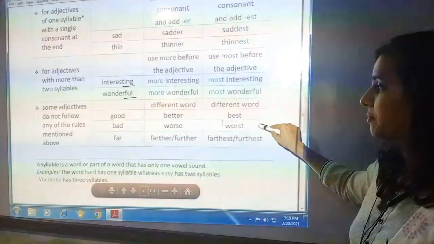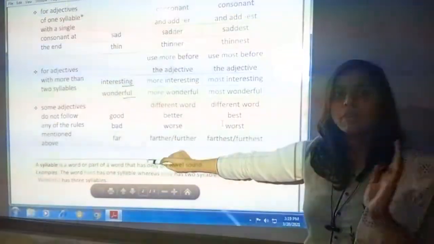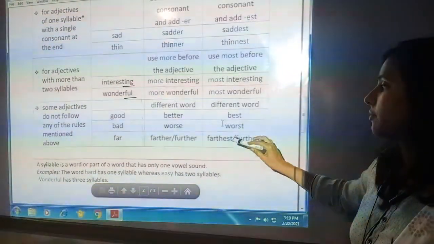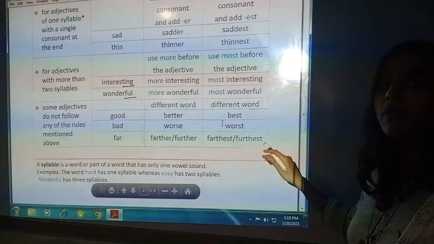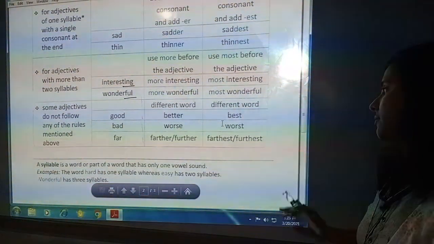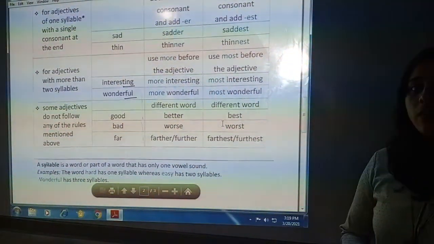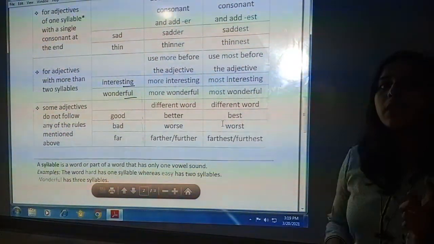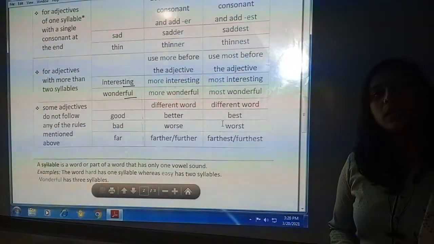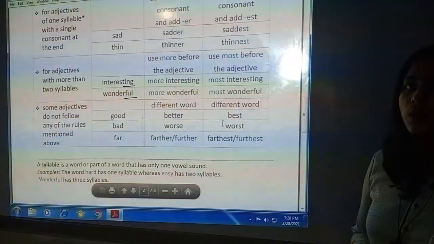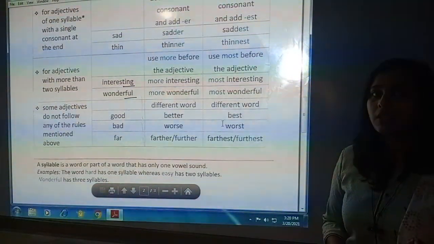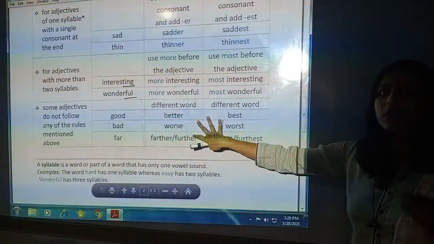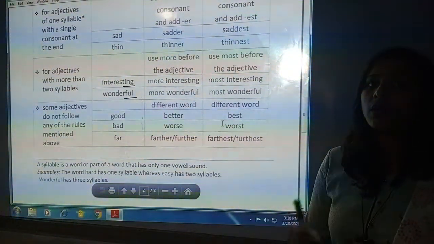Then bad in the positive degree, in the comparative degree it will become worse, and in the superlative degree it will become worst. Next, far in the positive degree, in the comparative degree it will become further or farther, and in the superlative degree it will become farthest or furthest. Also, when the adjective is little, in the comparative degree it will become less, and in the superlative degree it will become least. So there is no particular rule for these changes. There are some adjectives, such as these given words, which do not have any particular formula to change.